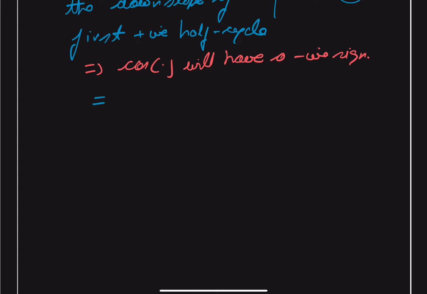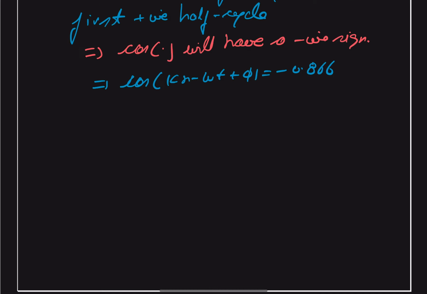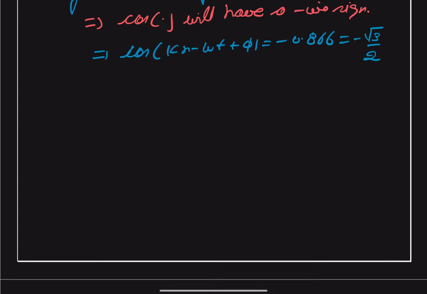Therefore, cos of kx minus omega t plus phi will be equal to minus 0.866. And in the options that are given, there is fractional form. So we can write this as approximately equal to minus square root of 3 divided by 2. Now we simply put the rest of the values. We know that v of y came as minus a omega cos of kx minus omega t plus phi.